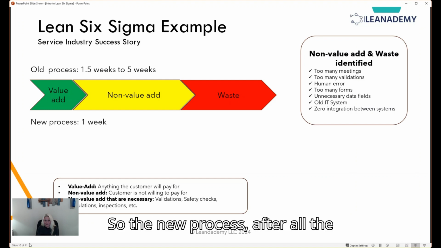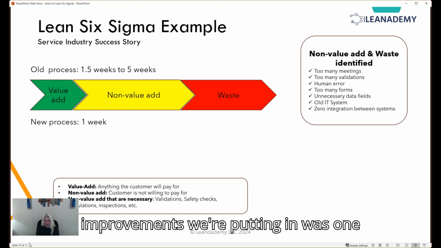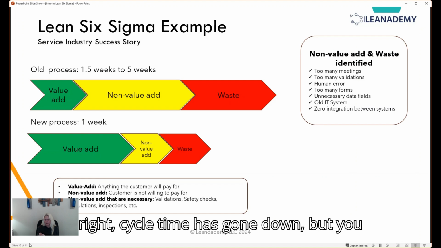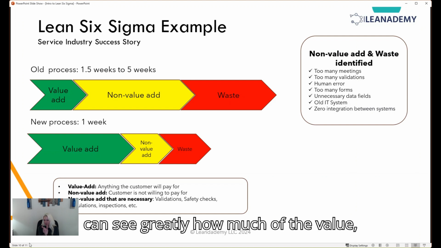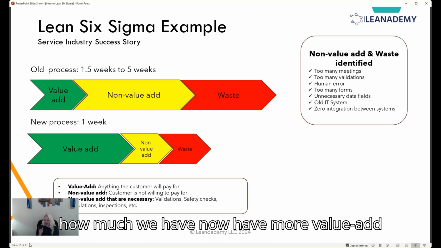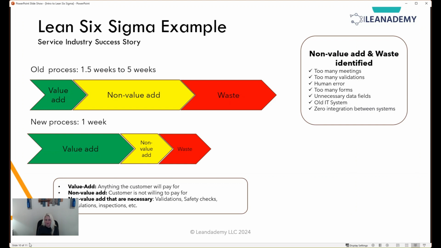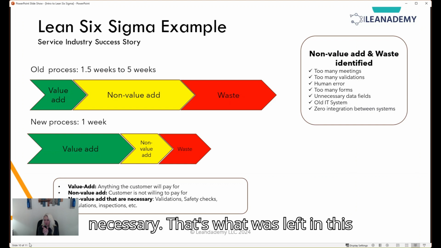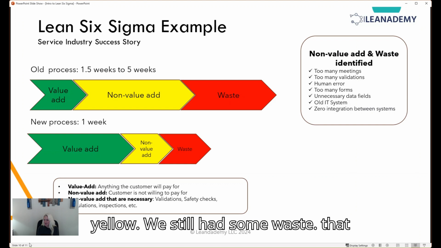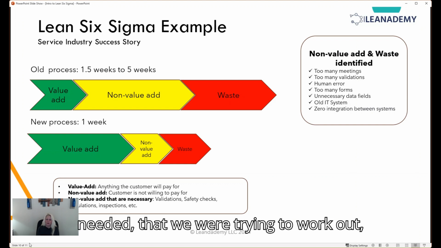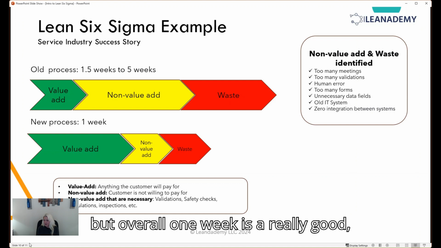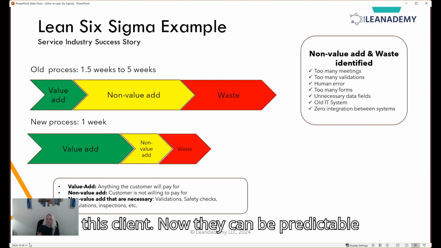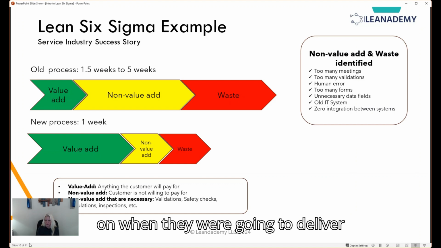So the new process after all the improvements were put in was 1 week. So you could see cycle time has gone down, but you can see greatly how much more value add we now have versus non-value add and waste, right? We did have non-value add that is necessary. That's what was left in this yellow. We still had some waste that we're trying to work out, but overall 1 week was a really good result with this client. Now they can be predictable on when they are going to deliver something.